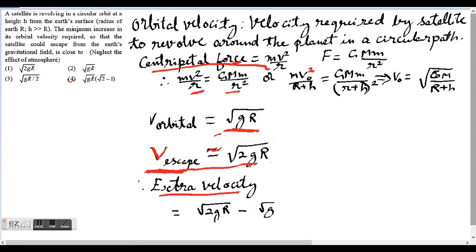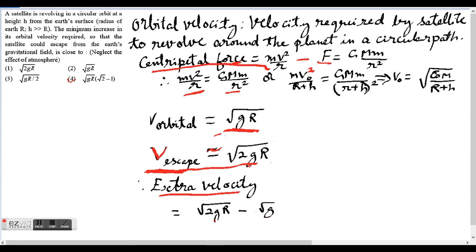Orbital velocity is the velocity that the satellite requires to revolve around the planet in a circular path. Centripetal force is also known as center seeking force. It's the force that pushes the satellite or any object in a circular motion towards the center. So it's given by mv squared upon r, and force due to gravity is given by GMm upon r squared. Since it is moving in a circular path, these two forces have to be equal.